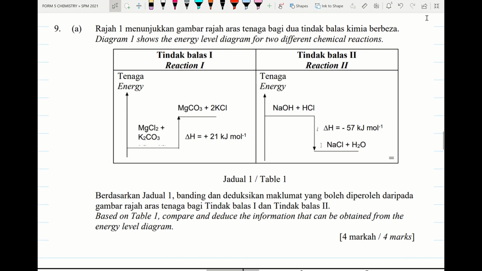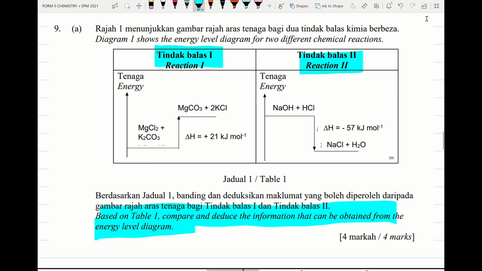All right. So here they give reaction one, reaction two. Diagram one shows the energy level diagram of two chemical reactions. Based on this table, compare and deduce information that can be obtained from the energy level diagram. So we try to gather the information. Here we have a positive symbol for the heat of the reaction, here a negative symbol. So this reaction is known as endothermic reaction. Endothermic reaction, heat energy is absorbed from the surrounding. So this is the first point.